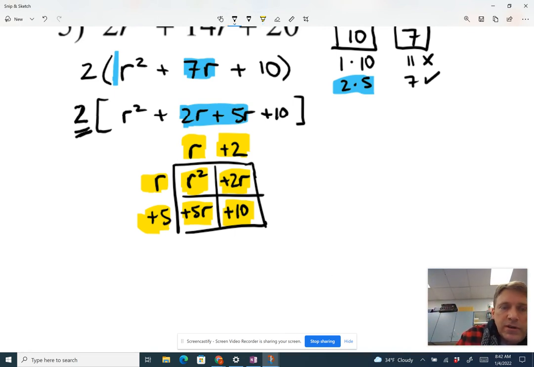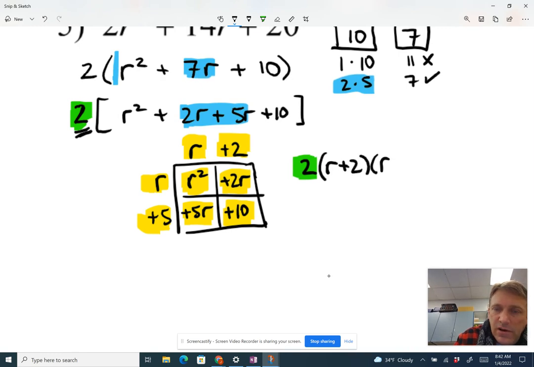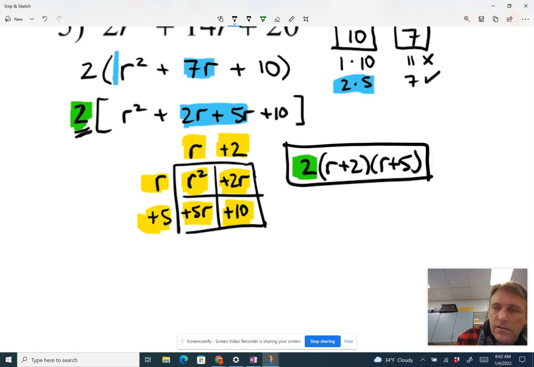So then we're going to put this 2 right here out on the outside. So that's 2 times r plus 2 times r plus 5. And that would be our final factored form.